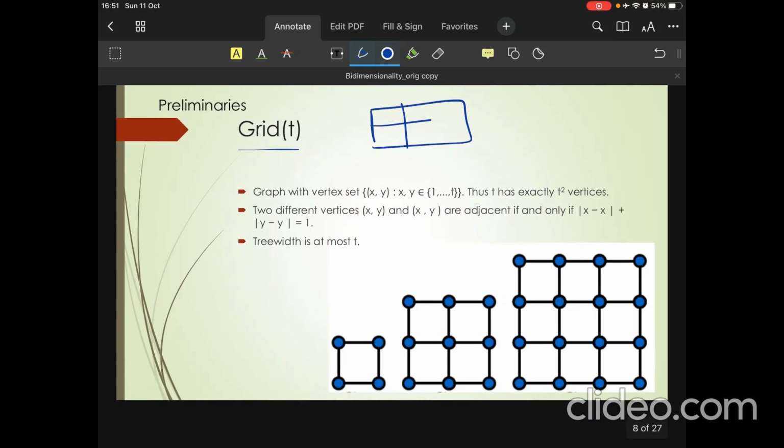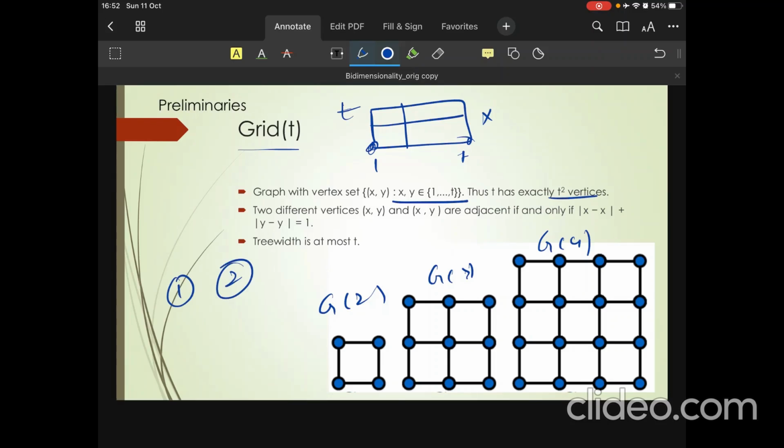Next, we define a grid T as a graph. Intuitively, it's a graph in the Cartesian coordinates 1 to t cross 1 to t, made of horizontal and vertical lines. So this is grid 2, this is grid 3, this is grid 4. Formally, the vertex set is (x, y) belonging to the Cartesian product 1 to t, and it has t square vertices. There is an edge between two points 1 and 2 if and only if the L1 norm of 1 minus 2 is 1. That is, they are at distance one horizontally or vertically from each other.